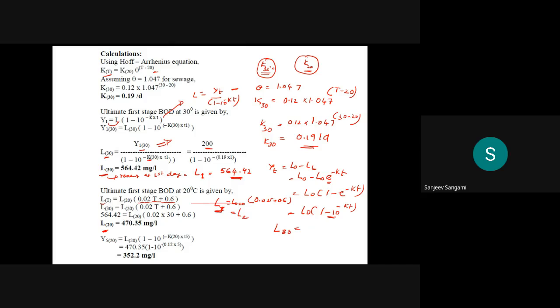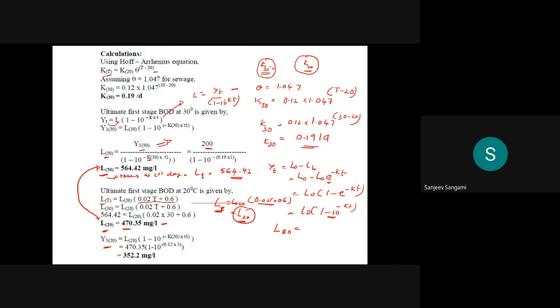So Lt we already calculated. We don't know L at 20 degrees centigrade. T we already know. Then with this you calculate L20 first. Then L20 is equal to 470.35. Now you can make the difference between these two: BOD remaining at 30 degree centigrade and BOD remaining at 20 degree centigrade. At 20 degree centigrade it is lower, at 30 degree centigrade it is higher. We'll analyze this problem in another way also, how exactly this temperature is affecting the BOD remaining.